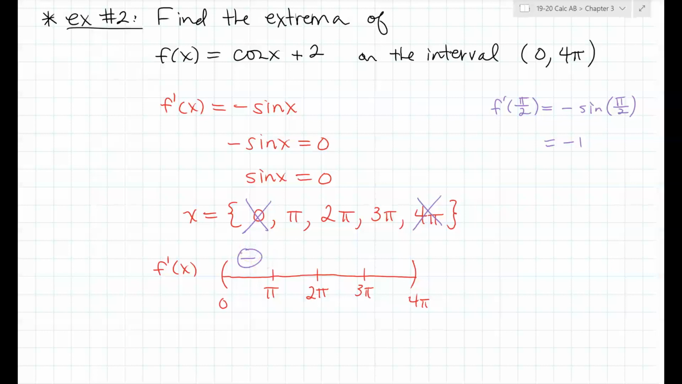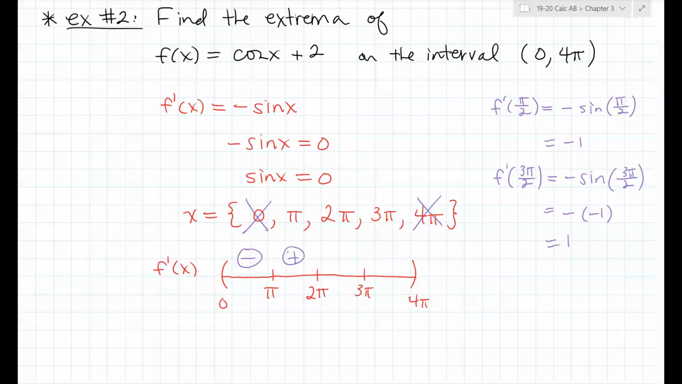Now I'm going to pick an angle between pi and 2 pi, from 180 to 360. So I'll pick 270, 3 pi over 2. Okay, so f prime of 3 pi over 2 is negative sine of 3 pi over 2. Now, sine of 3 pi over 2 is negative 1. So that's negative of a negative 1. That's equal to 1. So that's a plus.